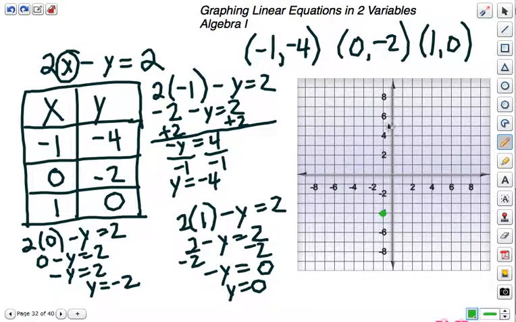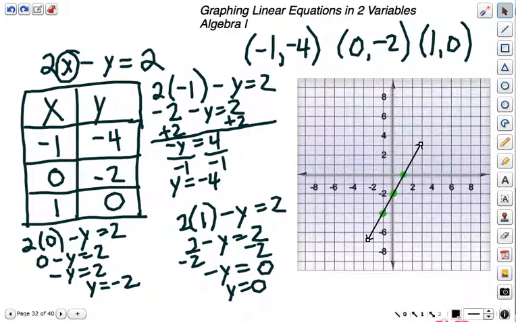So then next 0, -2. We're going to stay here and then go down 2. And lastly we're going to go over 1 and stay at 0. And that does in fact form a straight line. So we are good to go here.